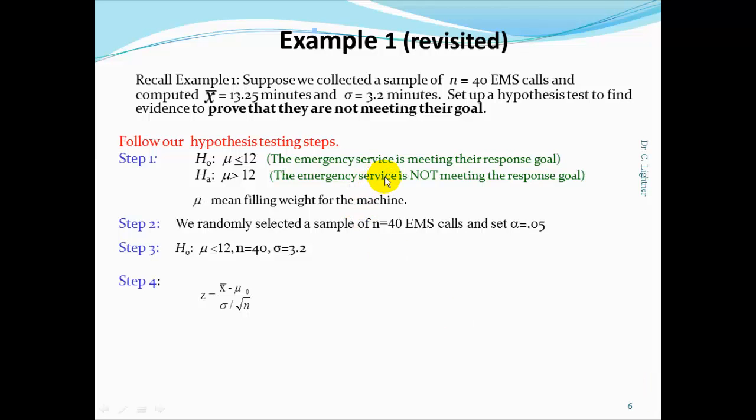Since we are trying to prove a claim, we should state this claim as our alternative hypothesis. In this case, our alternative hypothesis, the claim that we are trying to prove, is that the EMS system is not meeting their response goal. Our null hypothesis, therefore, which we should always place on top of our alternative hypothesis, is that the EMS system is meeting their response goal. After stating these hypotheses in words, we should state them using their corresponding statistical measures. For this problem, our null hypothesis is that the population mean response time is less than or equal to 12 minutes, and our alternative hypothesis is that the population mean response time exceeds 12 minutes.